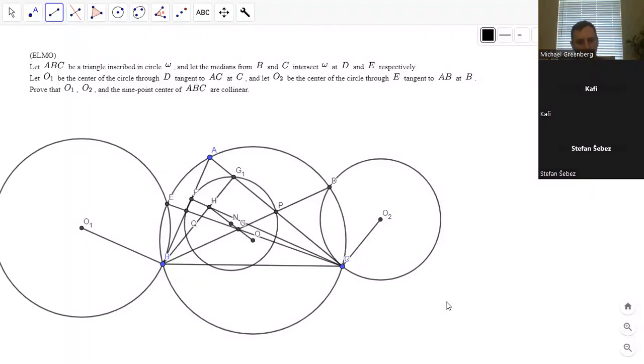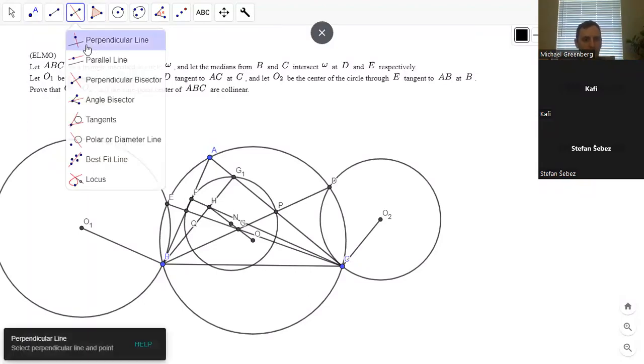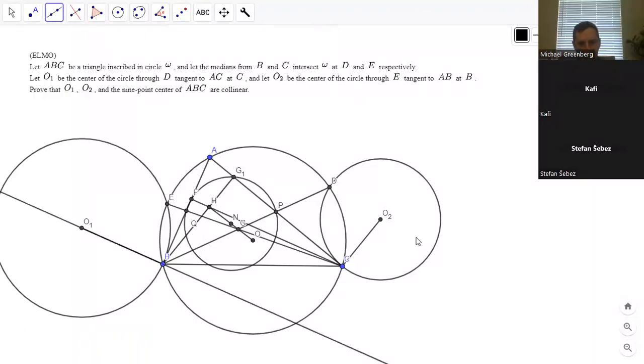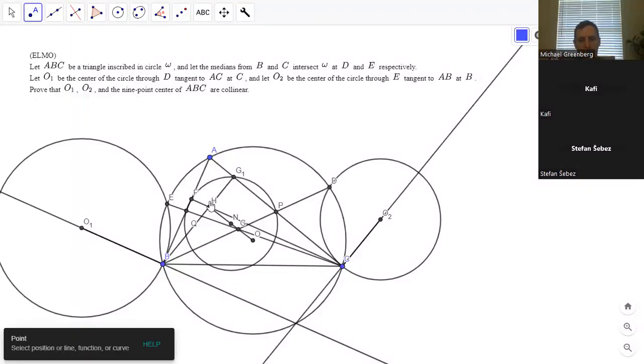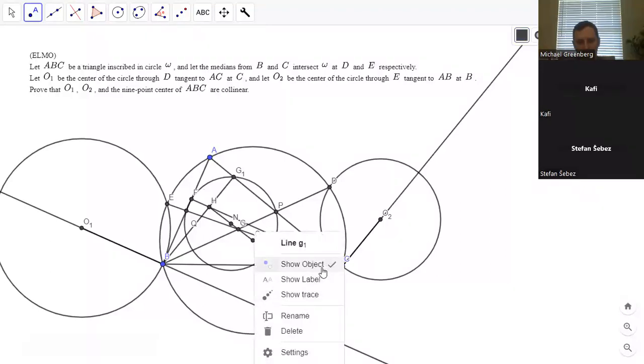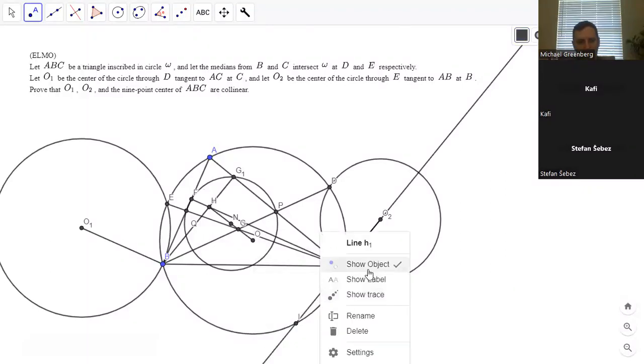So yeah, we want to use that parallel if possible. Maybe we could let O1B intersect O2C. So those would be perpendiculars. They look like they meet on the circle. Yeah, that's obvious because the point that makes a parallelogram with BHC lies on the circle. So yeah, I think that should help.